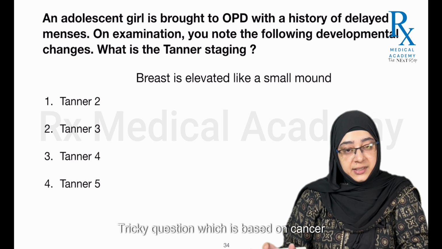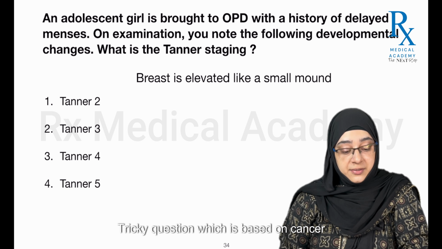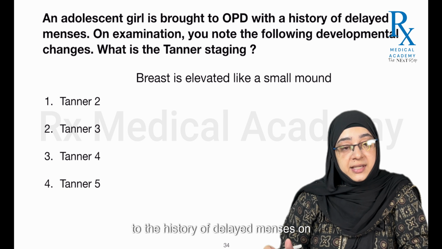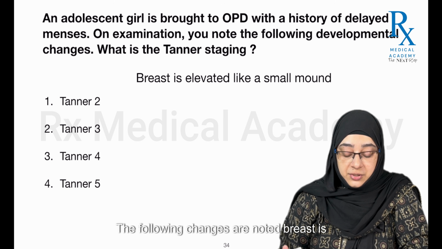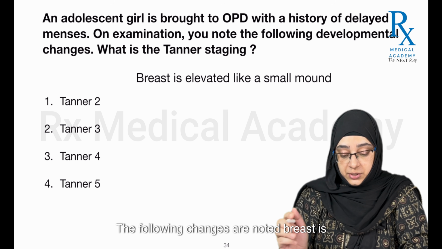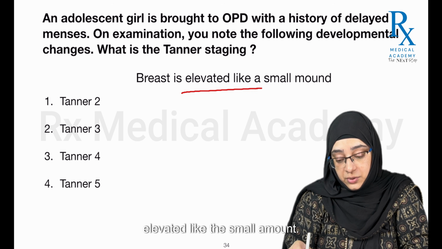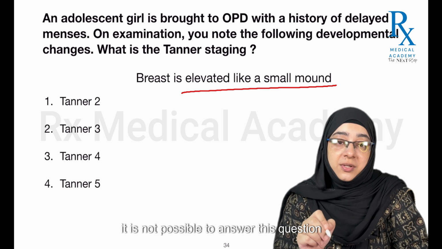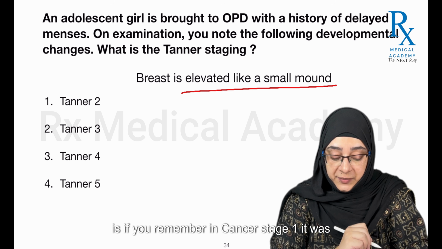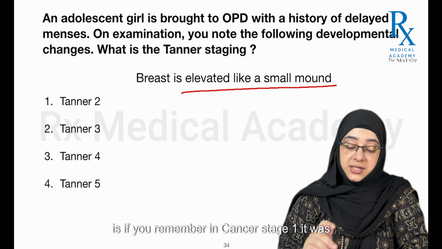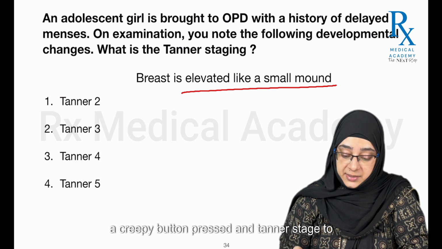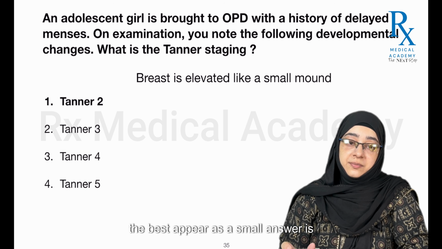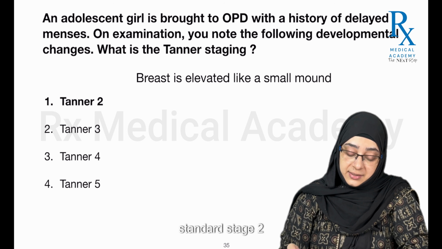Now comes a slightly tricky question, which is based on Tanner staging. There's an adolescent girl who's brought to the OPD with a history of delayed menses. On examination, the following changes are noted. The breast is elevated like a small mound. Unless you remember the Tanner stages, it is not possible to answer this question, isn't it? If you remember, in Tanner stage 1, it was a prepubertal breast, and in Tanner stage 2, the breast appeared as a small mound. Therefore, the answer is Tanner stage 2.